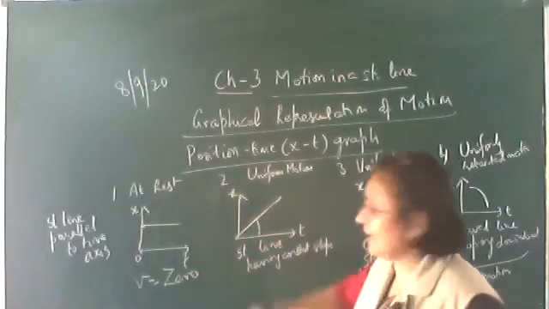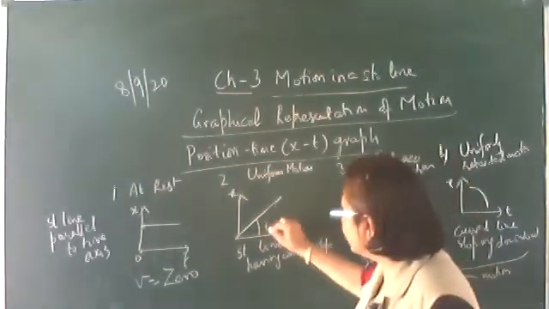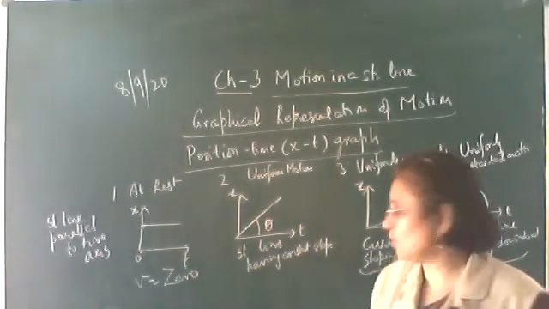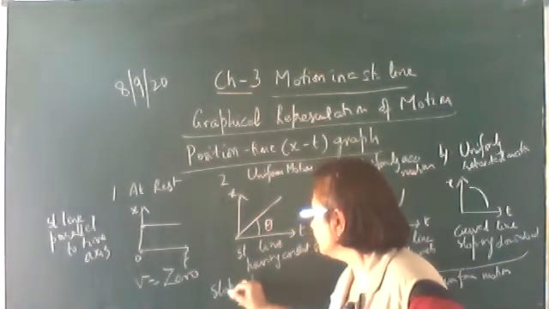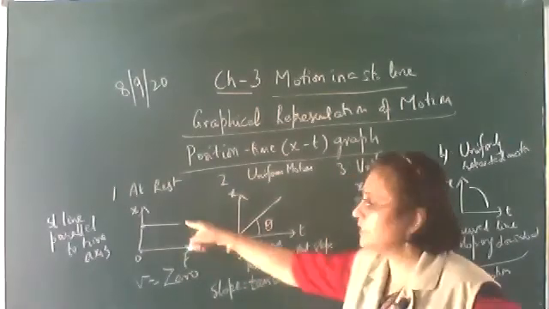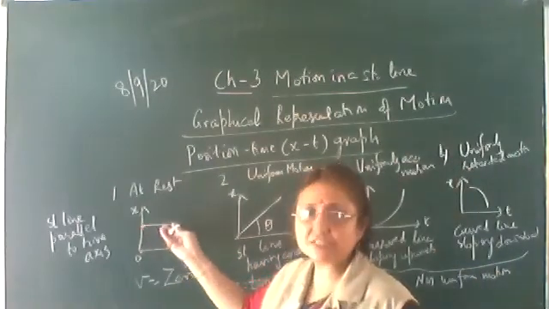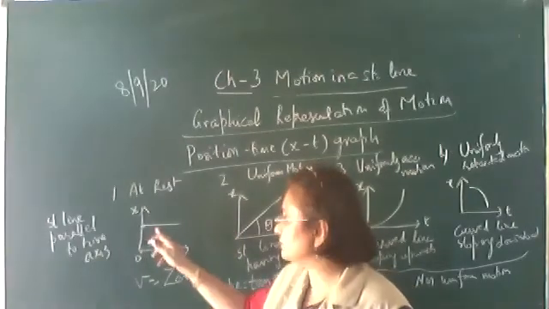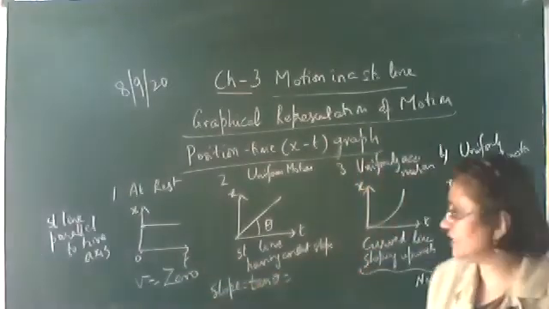This line is having a constant slope, and the slope of any line can be determined by tan theta. Tan theta gives the slope of the line. Here it is not making any angle, or physically also you can understand an object at rest will not have any speed. As it's not moving, its speed is 0 or the velocity is 0.